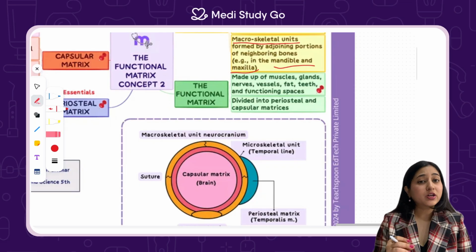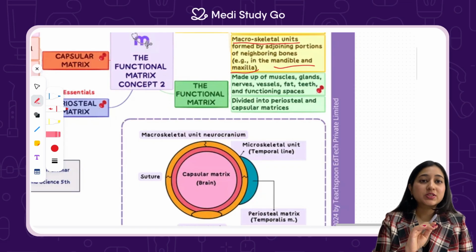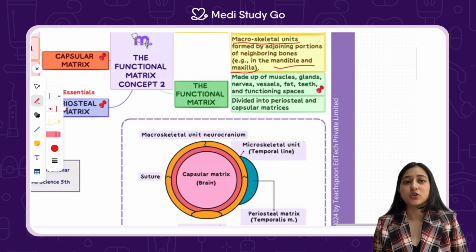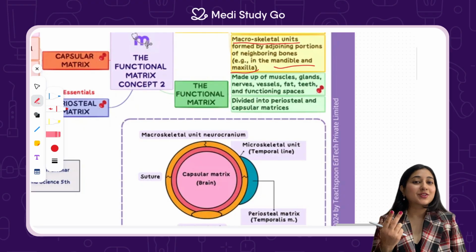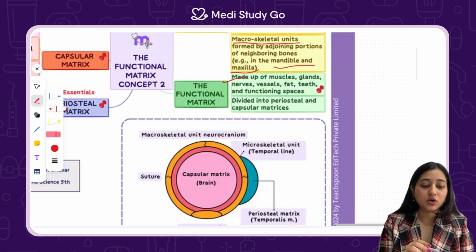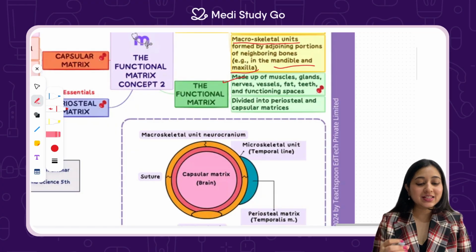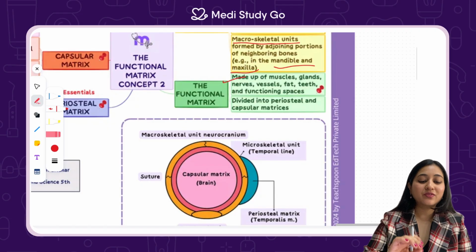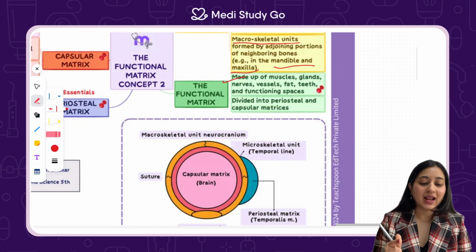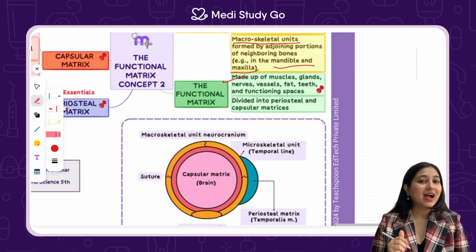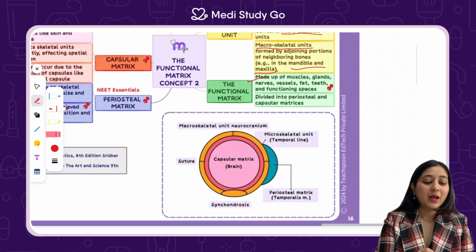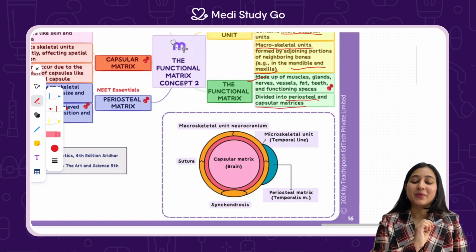Now let's see what the functional matrix is. Functional matrix refers to all the non-skeletal parts. So in the skeletal units, we saw macroskeletal units, microskeletal units, the bones, cartilage, and the tendons. In the functional matrix, there are muscles, glands, nerves, vessels, fat, teeth, as well as functioning spaces. This is a very important part. So remember what the functional matrix consists of: muscles, glands, nerves, vessels, fats, teeth, as well as functioning spaces. Functional matrix can be further divided into two: periosteal matrix and capsular matrix.